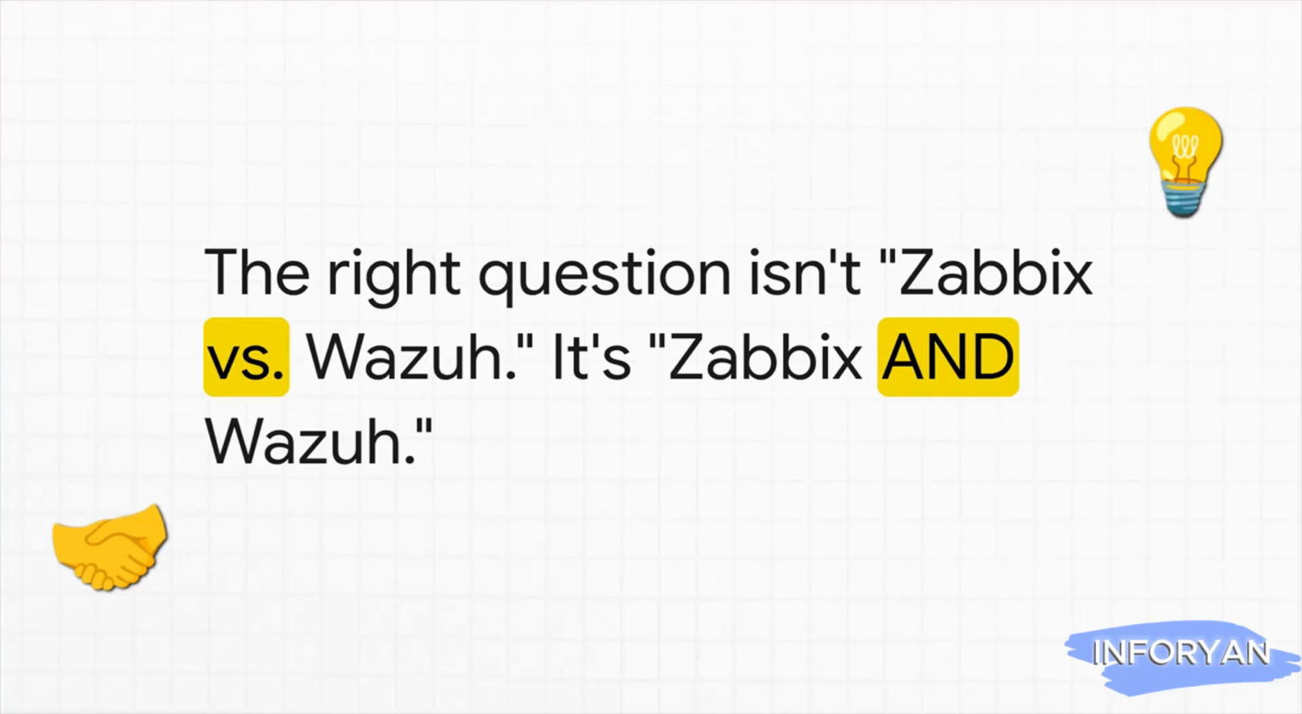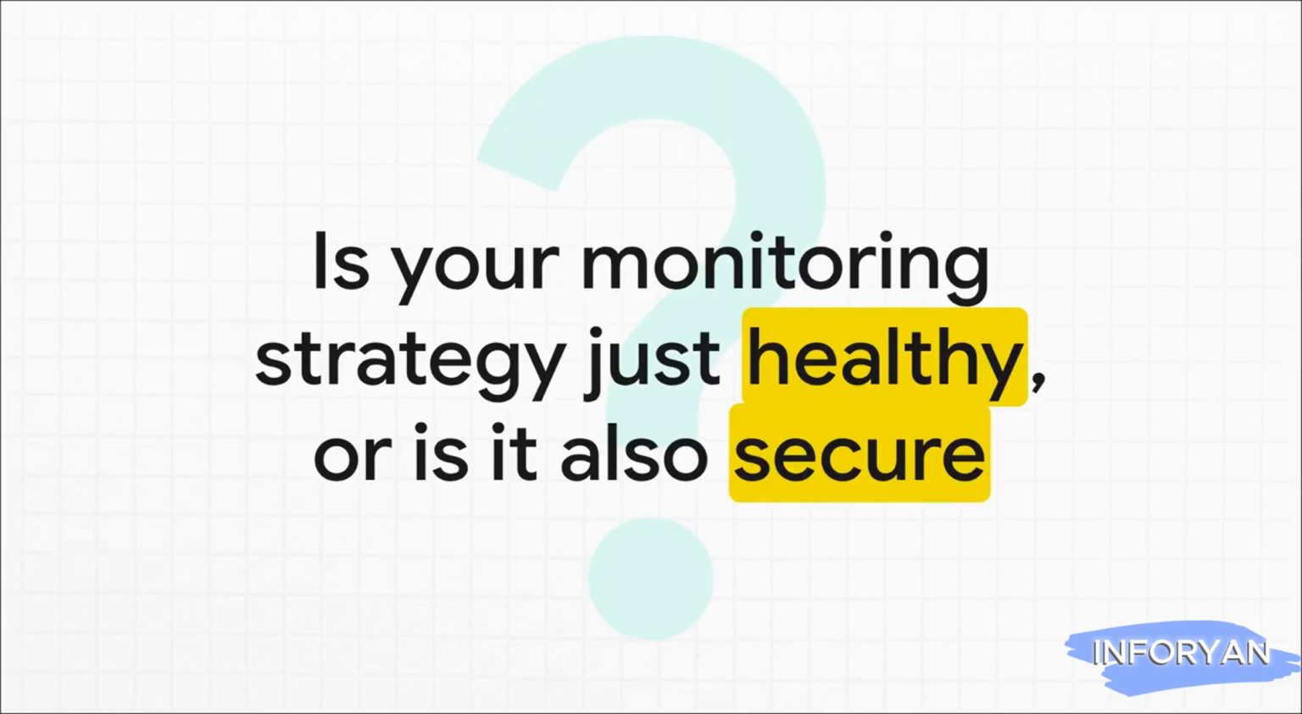So let's go all the way back to that original question. Zabbix versus Wazuh? Well, the answer is, that's the wrong question. The right question is, how do you use Zabbix and Wazuh? You need the doctor to tell you that you're sick, and you need the sentinel to find out why and help you fight off the infection. You need both. And that really leaves us with one final thought I want you to take away. I want you to look at your own monitoring setup. Ask yourself, is it just telling you about the health of your systems, or is it also telling you about their security? Because in today's world, you really can't afford to have one without the other.